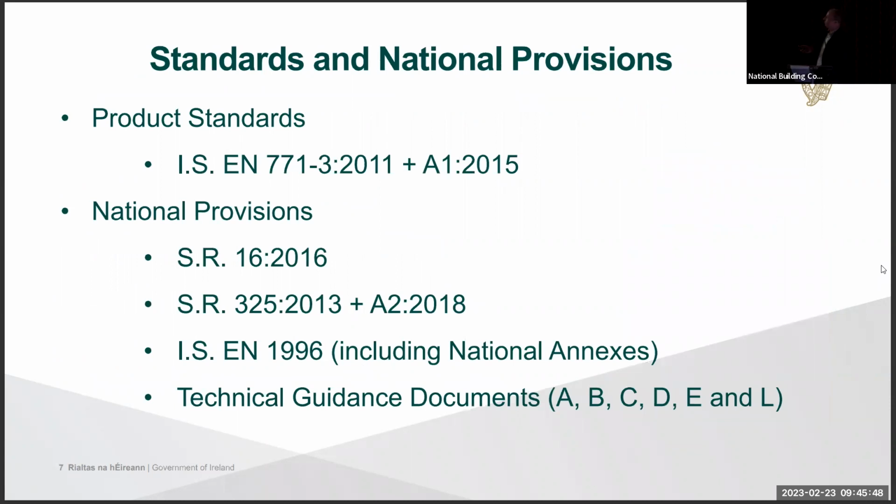So here we have some of the standards and national provisions that apply in the case of concrete blocks. We have our national product standards, so the Harmonised standard, IS EN 771-3. We have some national provisions here: standard recommendations published by the National Standards Authority of Ireland, the Structural Design Code, IS EN 1996, also known as Eurocode 6, and technical guidance documents published by the Department of Housing.